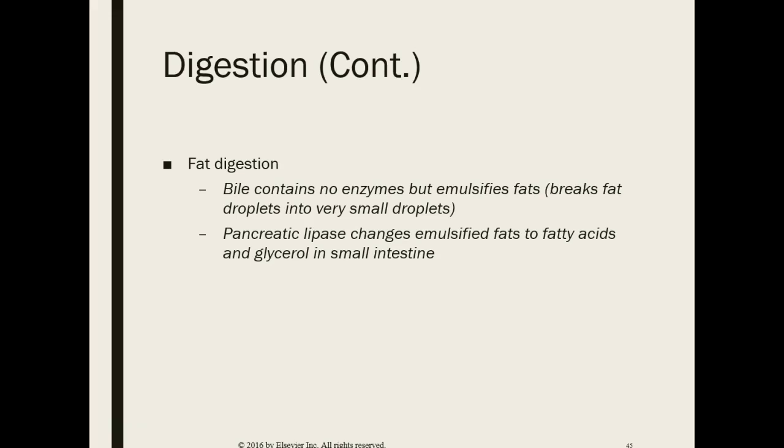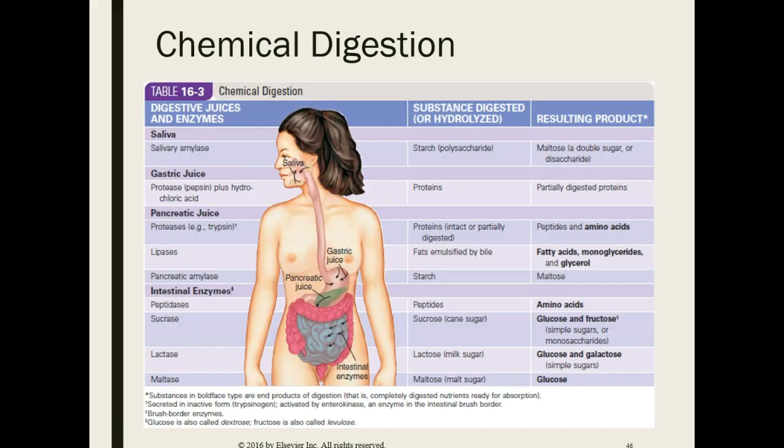So bile from the liver, pancreatic lipase from the pancreas, which we know both meet up in the duodenum, are going to be responsible for fat digestion. Again, the bile is a mechanical digestion because it's physically breaking apart those fat droplets into smaller droplets. So this just kind of shows where these chemical digestion processes take place, and also the enzyme, the substance that is being digested, and then the end product.